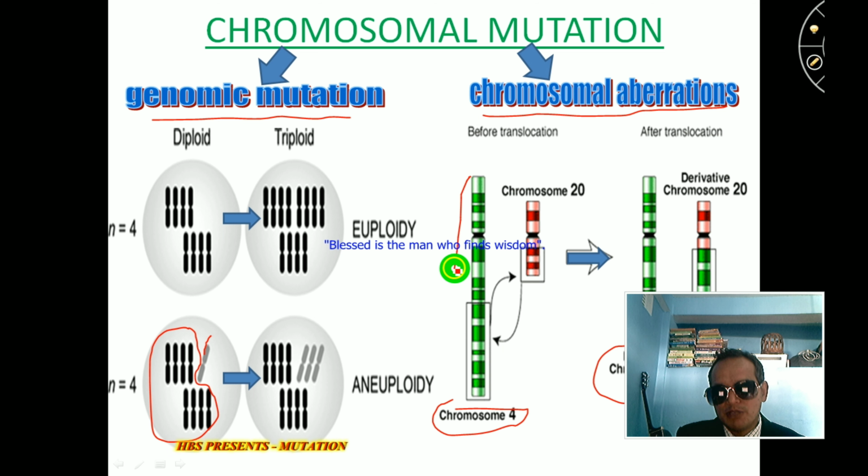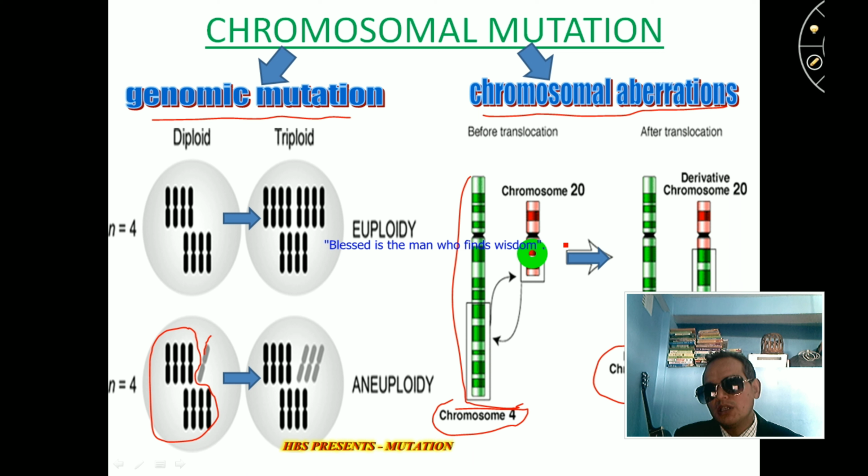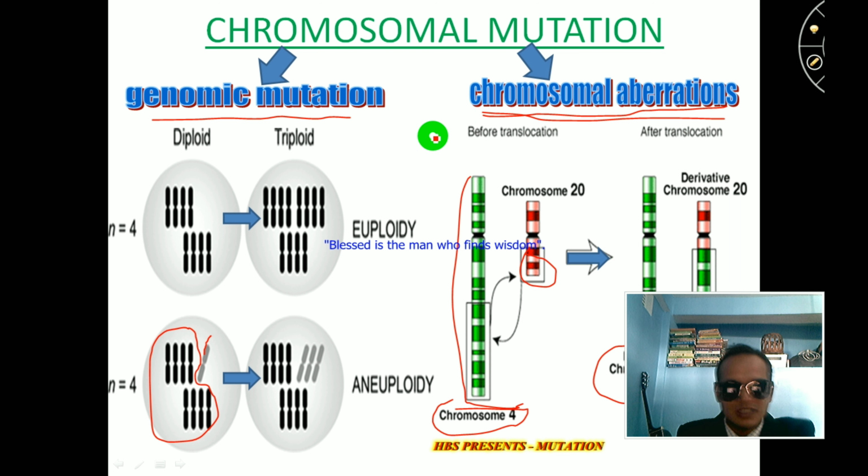Look here, right from here to here was the structure of a chromosome before the mutation. Now after the mutation, some part of chromosome number 20, which is here, comes to chromosome number 4. After the mutation also chromosome number 20 is there, but some part of it comes to chromosome number 4. So what is happening in the chromosomal aberration is that the chromosome structure is changing. This leads to chromosomal aberration. Hope you got this difference between the genomic and the chromosomal mutation.